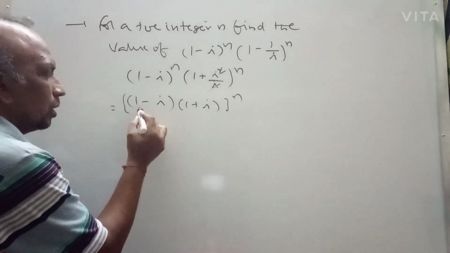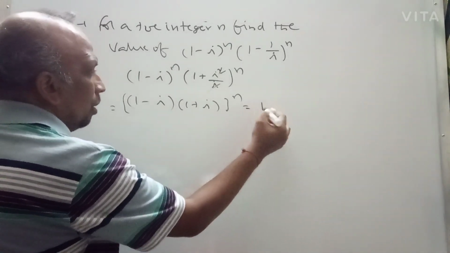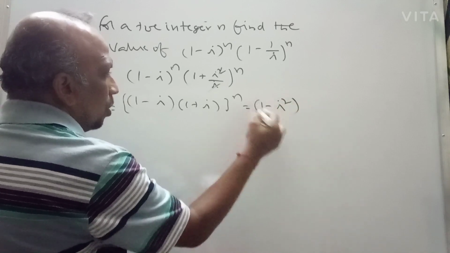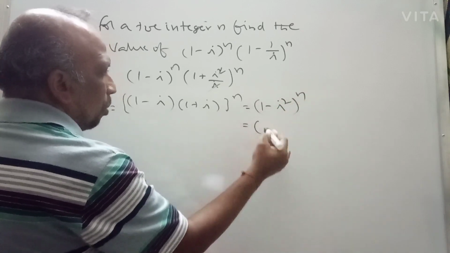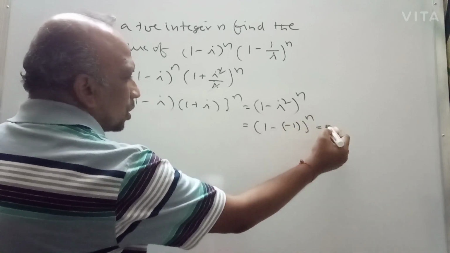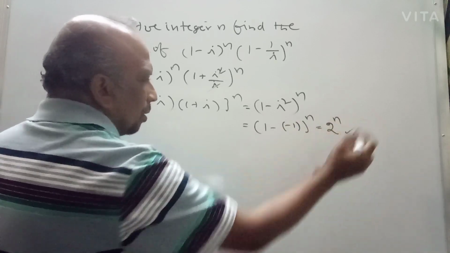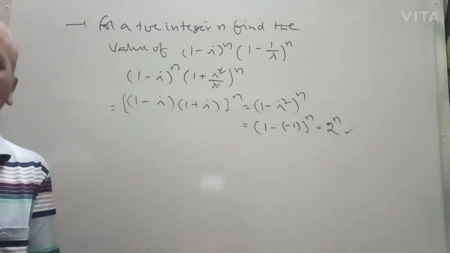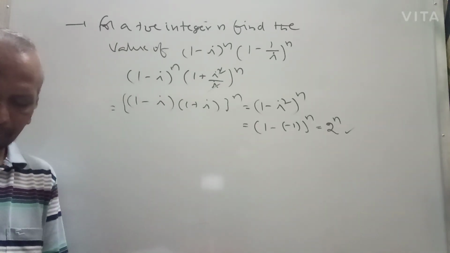Now you can see this is (a minus b) into (a plus b). I can write (1 minus i square) whole power n. But we know i square is minus 1, so it will become 1 plus 1, so 2 power n. It gives the result 2 power n. This is one of the problems.